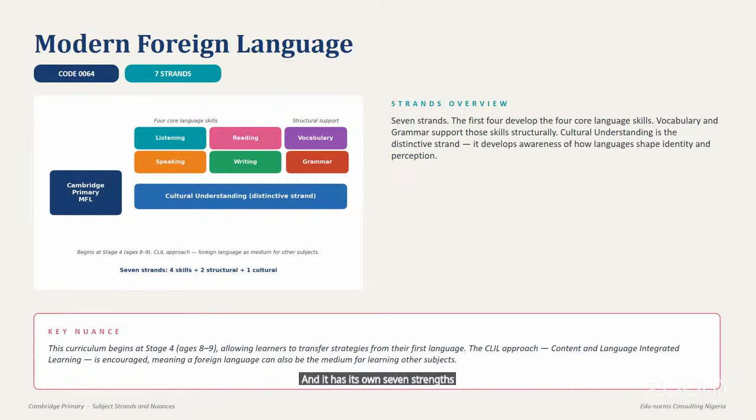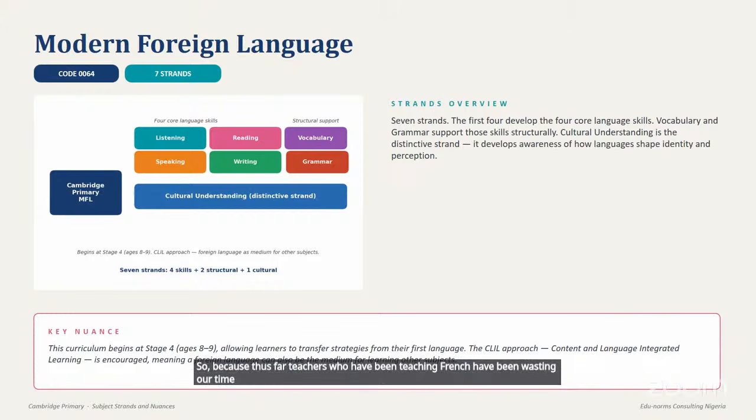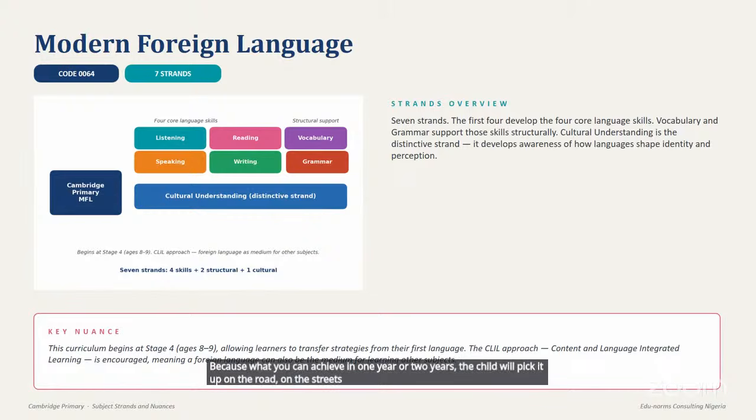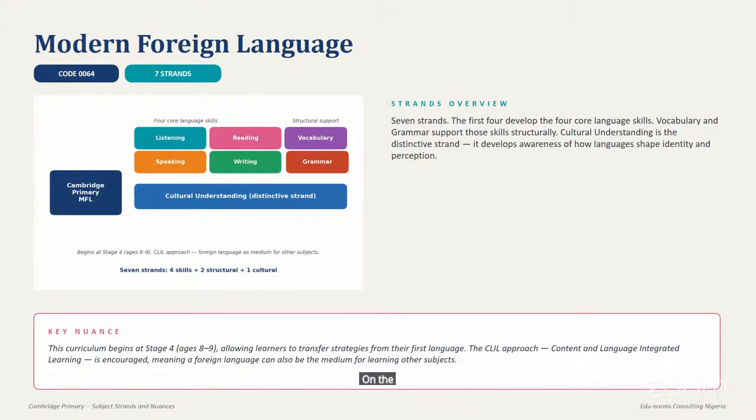So based on that, this subject was created, and it has its own strands: listening, reading, vocabulary, speaking, writing, and use of English or grammar. The last one is cultural understanding. Because thus far, teachers who have been teaching French have been wasting children's time. What you can achieve in 1 or 2 years, the child will pick up on the streets of Cotonou, Cote d'Ivoire, or Paris.